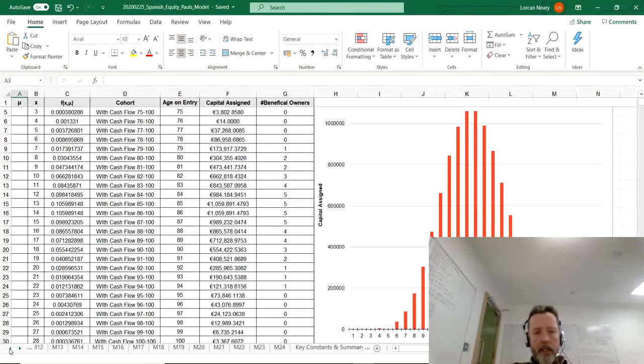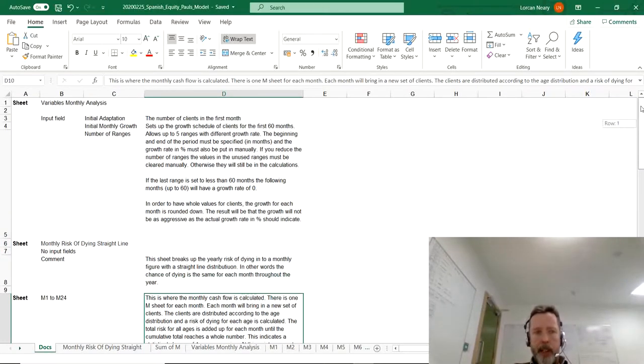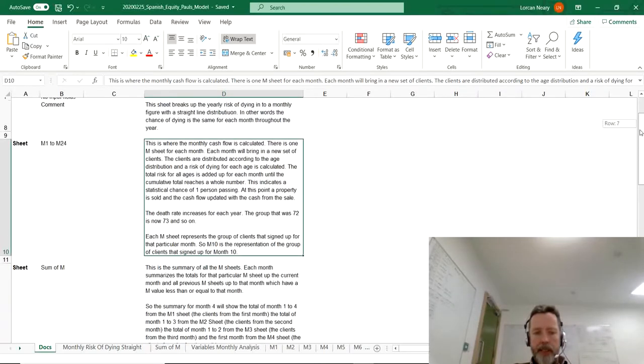Okay, so here we have the financial model that underpins pretty much the entire Spanish equity proposal. And there's some key stuff here, I guess. Start off, the boilerplate just explains some key terms that are used throughout the model.